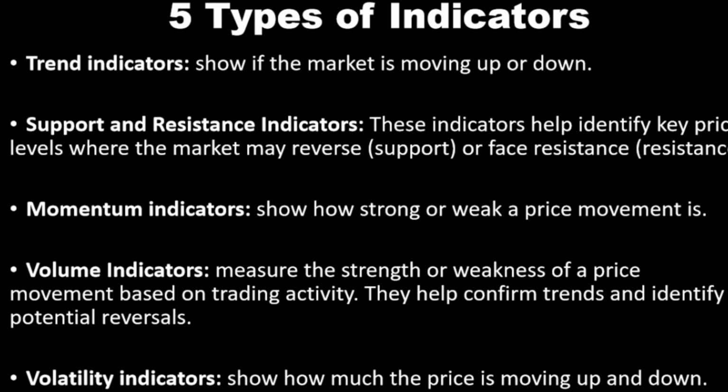Now the momentum indicators show you the strength or the weakness of the price movement. If the market is moving with high momentum, this indicator will tell you. If the momentum is weakening, this indicator will tell you. Now the volume indicator measures the strength and weakness of price movement based on trading activities. Volume indicators and momentum indicators sometimes work hand in hand. Yes, they help confirm trends and identify potential reversals. Volatility indicators show you how much the price is moving up and down. These are the 5 major indicators.